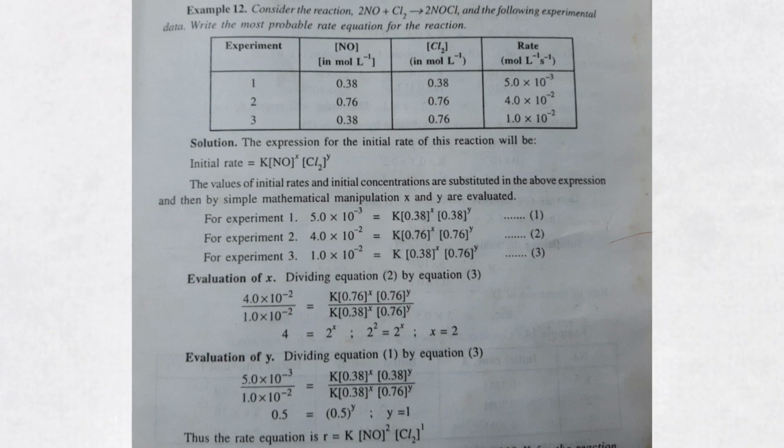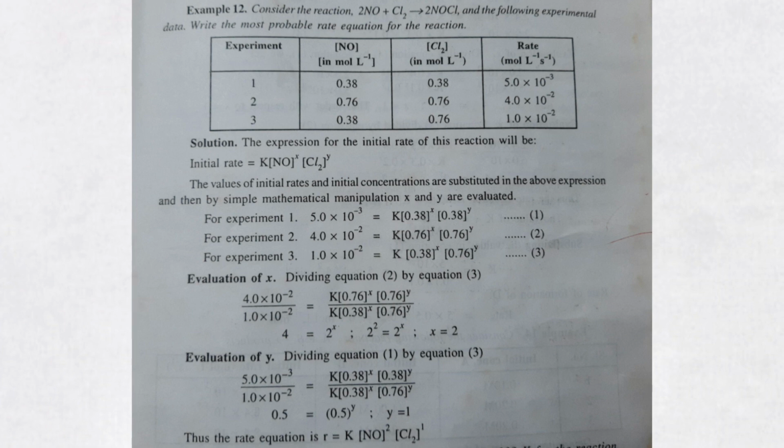എങ്ങനെയാണ് ഓർഡർ കണ്ടുപിടിക്കുന്നത് എന്ന് നമുക്ക് നോക്കാം. Consider the reaction 2NO plus Cl2 gives 2NOCl. Then find the rate equation for the reaction. The concentration of NO, Cl2 തന്നിട്ടുണ്ട്, അതേപോലെ റേറ്റും. ഫസ്റ്റ് എക്സ്പെരിമെന്റിൽ the concentration of NO and Cl2 that is 0.38. Then rate is equal to 5 into 10 raised to minus 3.